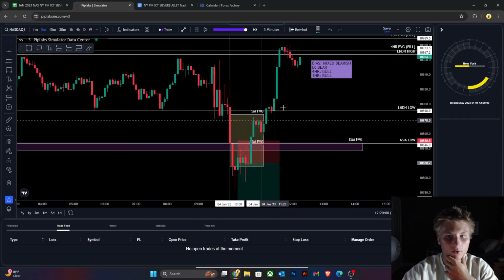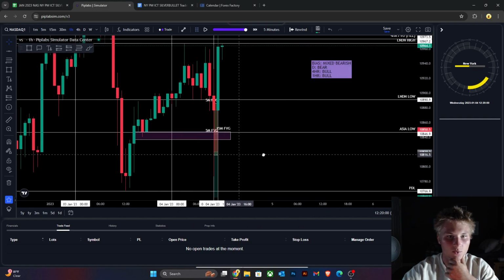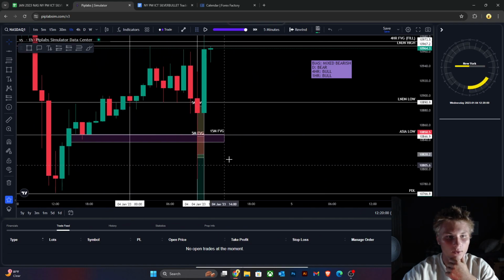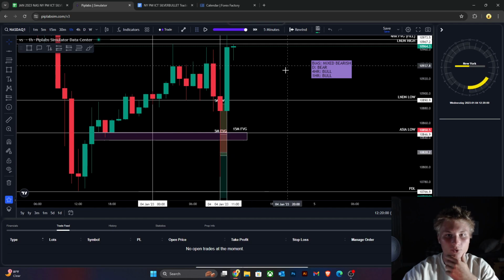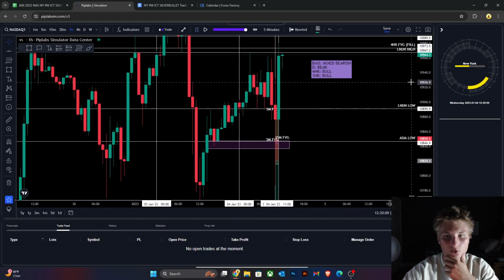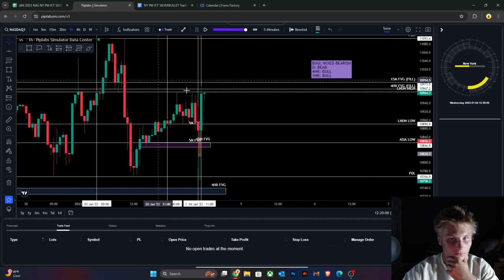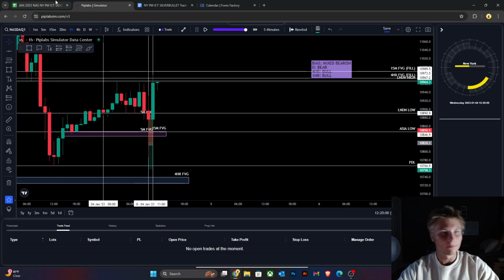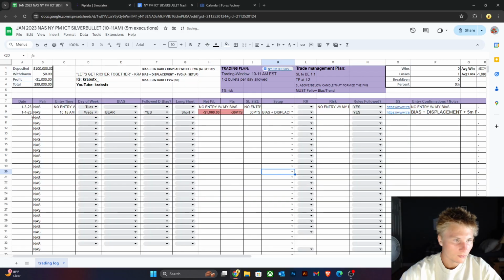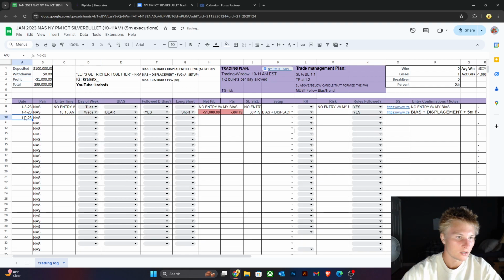We did have a big reversal here after sweeping the Asia lows. I just want to see what this looked like on the 1 hour. But yeah, swept Asia lows, had a reaction to continue price bullish here. Alright, on to the next day, the 5th. This is a Thursday here.